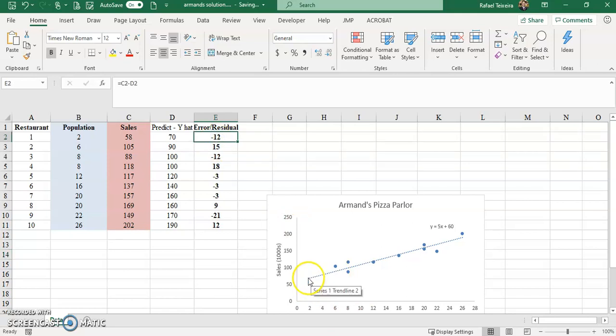Okay, so -12 is this difference here: what we observed, 50, minus the prediction, 70. This difference here is 12.